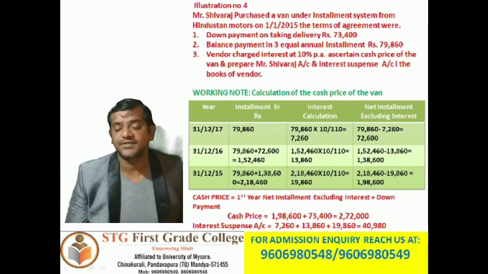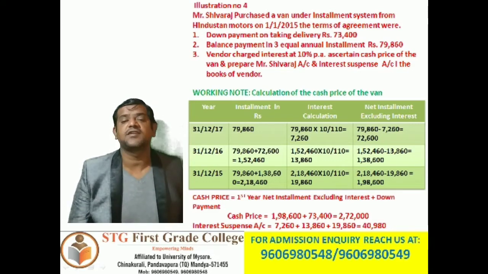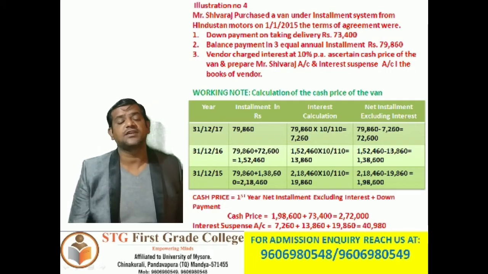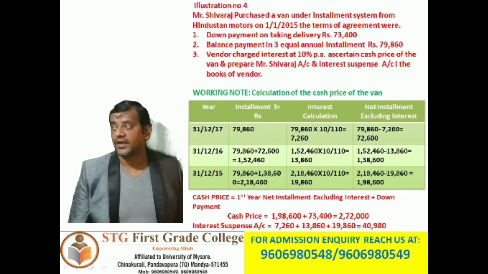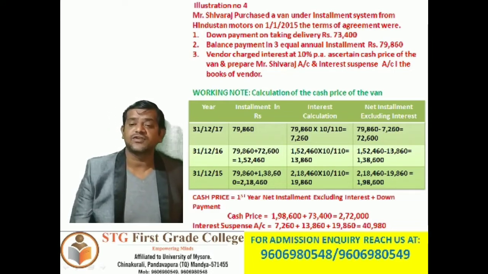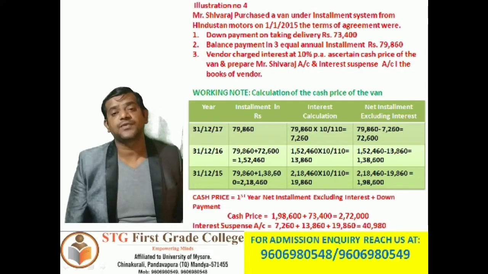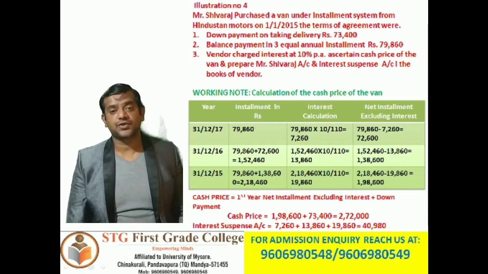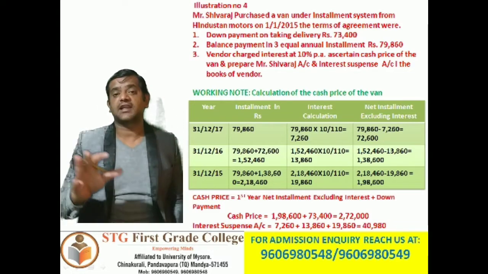So interest suspense account equals first year interest, that is 7,260, plus second year interest 13,860, plus third year interest 19,860. So when you add all the 3 years of interest, you are going to get 40,980 rupees, which we are going to transfer to interest suspense account. So this is the calculation part.